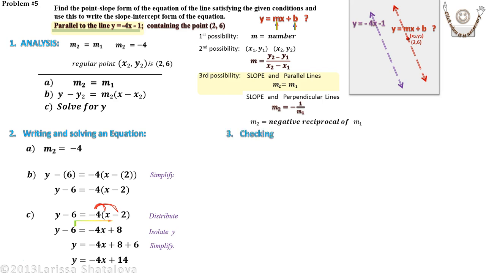Checking. Let's use our equation and check. If we replace x by 2 and y by 6, is our left side equal to the right side or not? Is this a solution of this equation or not? Yes. So now we can show the answer. The equation is y equals negative 4x and positive 14. Negative 4 is the slope and 14 is the y-intercept.